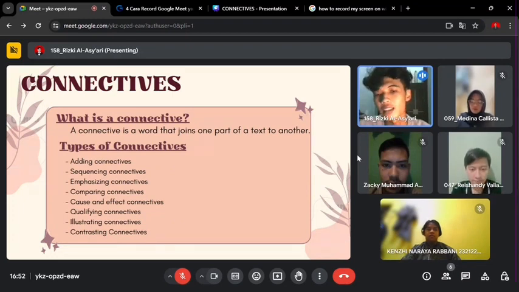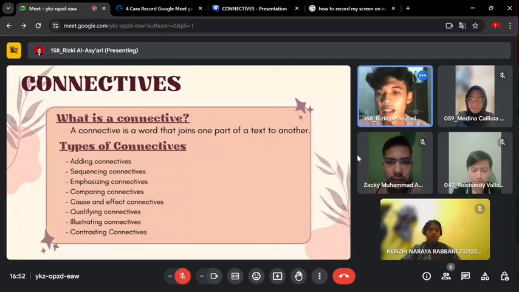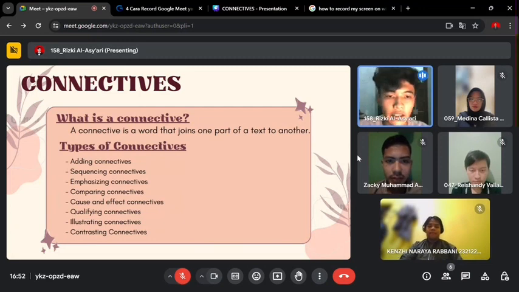So, what is a connective? Connectives are words or phrases that indicate links between concepts by joining together sentence fragments or clauses in a text. They add to the smooth and logical flow of writing by highlighting links between ideas like addition, contrast, cause and effect, sequence, and comparison. Examples include and, but, however, therefore, and in addition. In writing, they are necessary for cohesion and clarity.